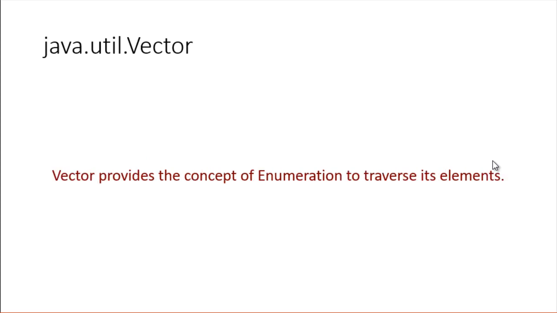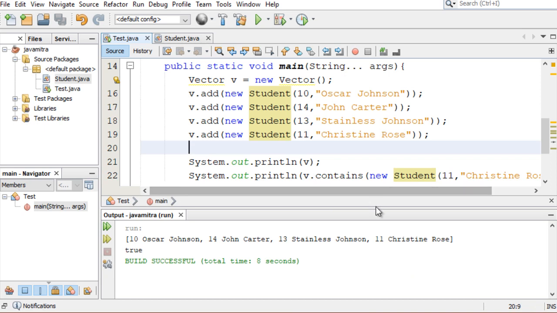Vector provides a concept of enumeration to traverse its elements. For this, there is a method elements which returns an enumeration object, and with the help of the enumeration object, we can traverse all the items. Let me show this with an example that we have already seen in the previous video. You can see the previous video from the I button. So let me show you.